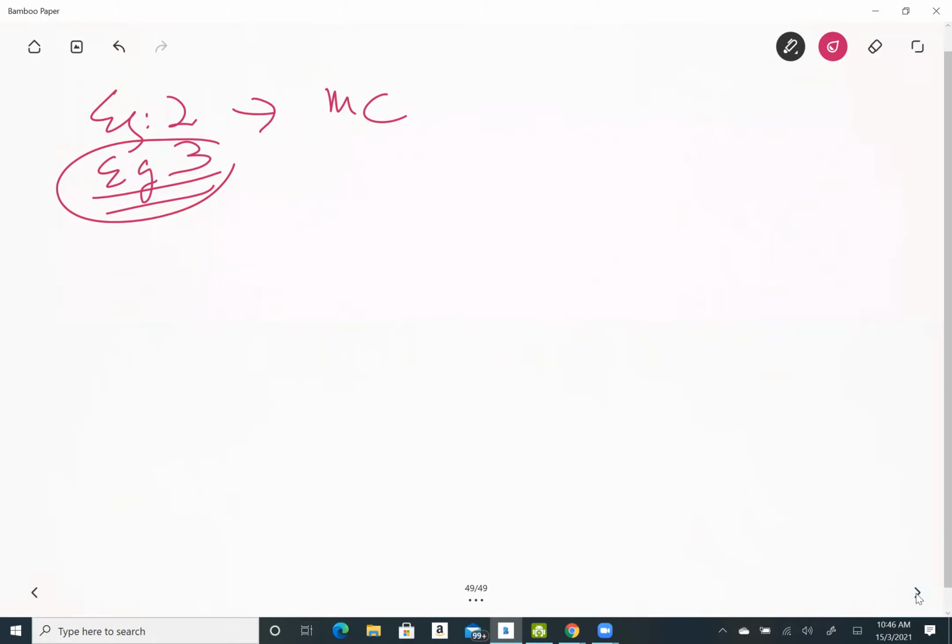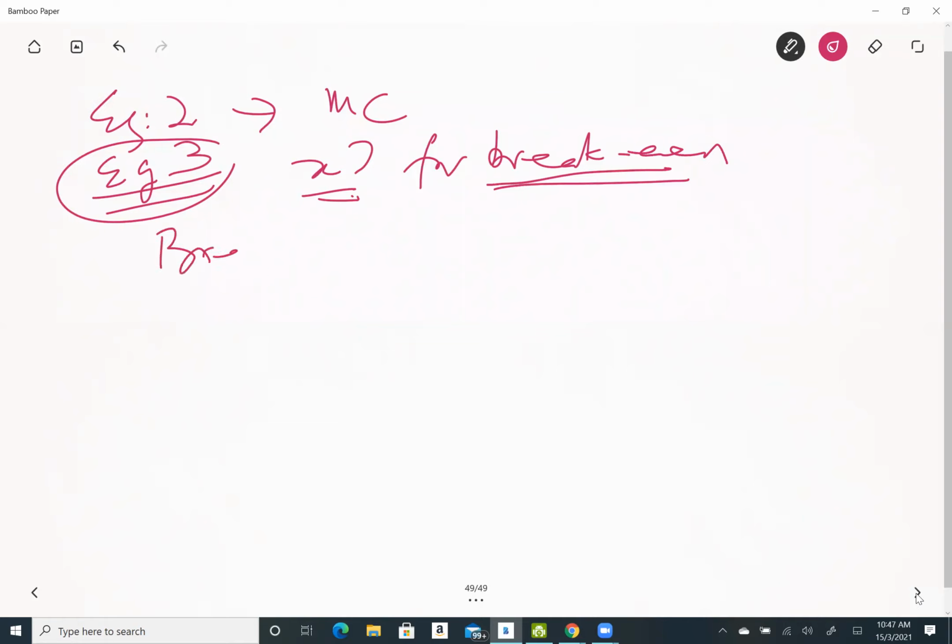Now, the question here, if you look at this example, is to determine the amount of X for break even. That is our objective, to find X, the quantity of the good that you sell in order to break even. So first thing you need to know is, of course, what is break even.